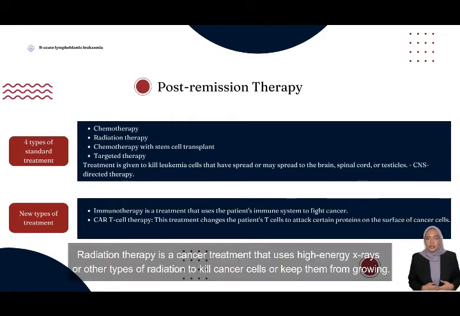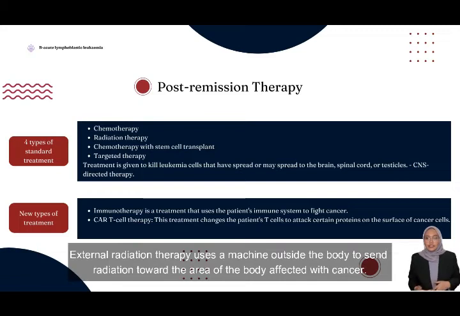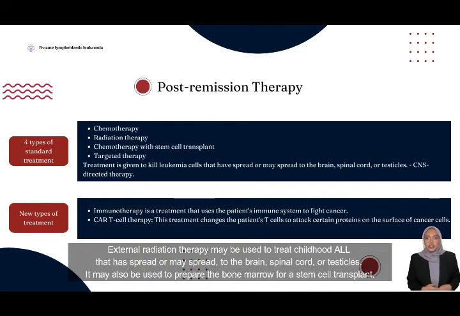Radiation therapy is a cancer treatment that uses high energy X-rays or other types of radiation to kill cancer cells or keep them from growing. External radiation therapy uses a machine outside the body to send radiation towards the area of the body affected with cancer. External radiation therapy may be used to treat childhood ALL that has spread or may spread to the brain, spinal cord, or testicles. It may also be used to prepare the bone marrow for a stem cell transplant.